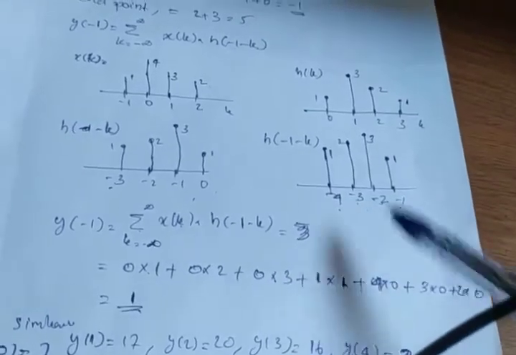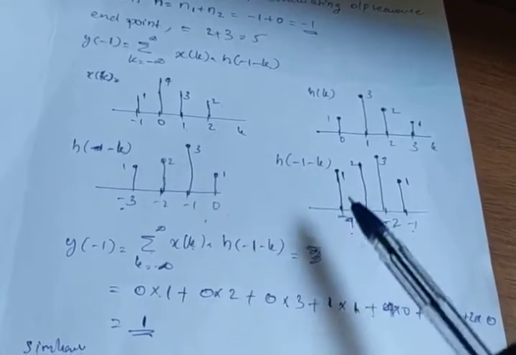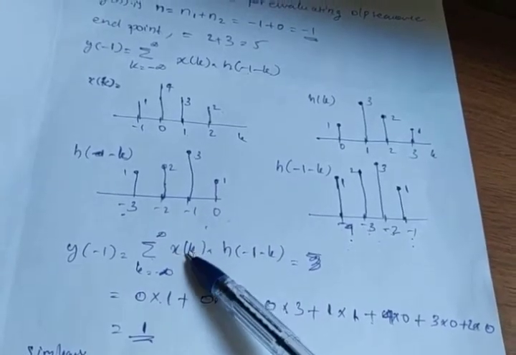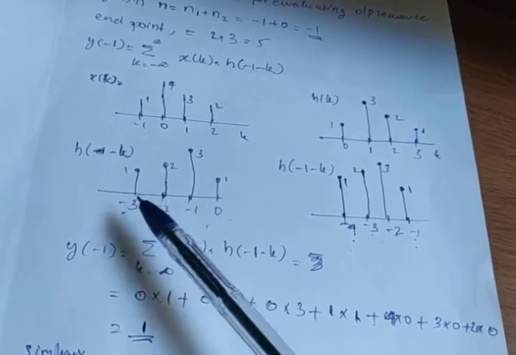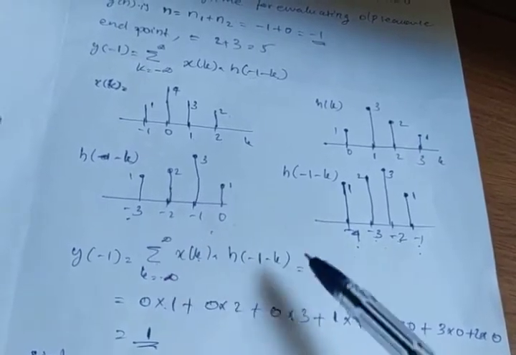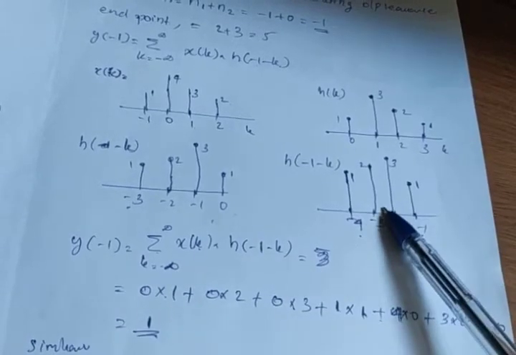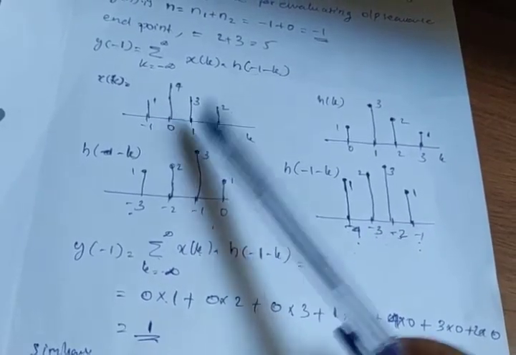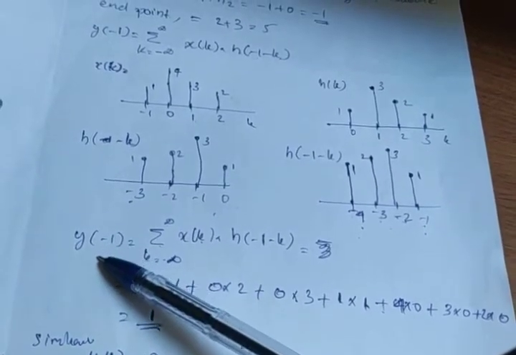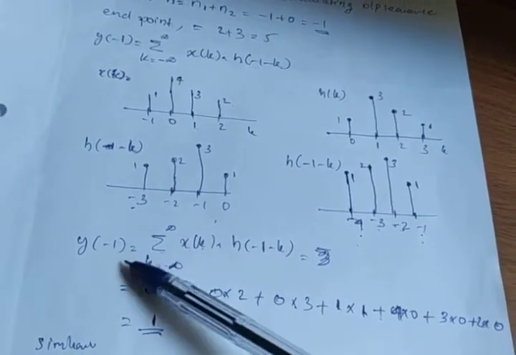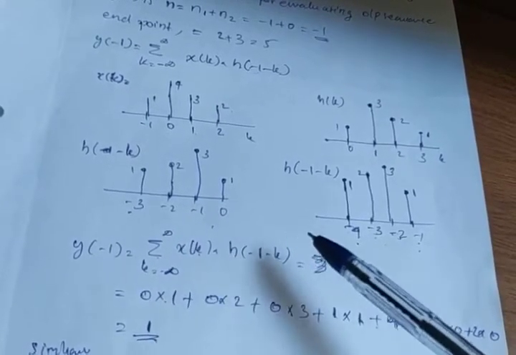Okay, clear? So what you have to do is just multiply these two terms, x of k and h of minus 1 minus k. So here we concentrate on y of minus 1, that means at n equal to minus 1, what is the amplitude?